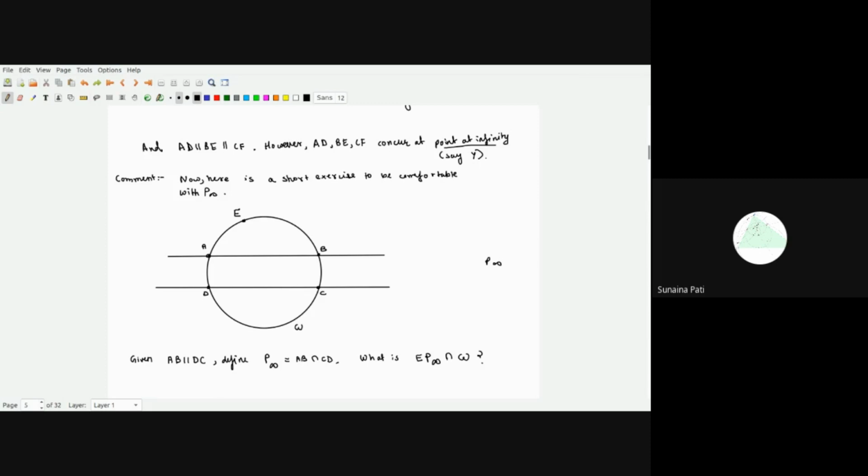It's sort of like the longitudes of the Earth. That's spherical geometry. Yeah, that's spherical geometry, but it's similar to it, because they don't have a side. Anyway, so what would be the intersection of E, P infinity and omega? Any idea? How would you find the point of intersection of E P infinity and omega?